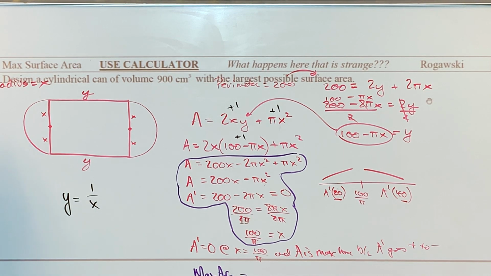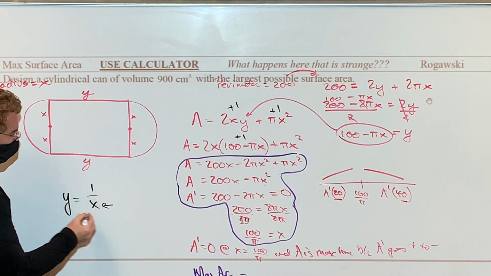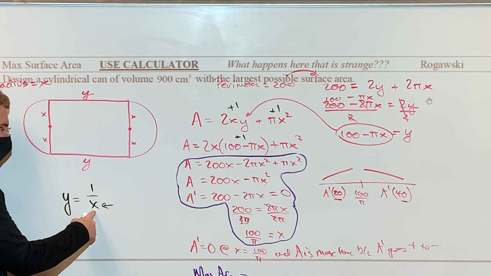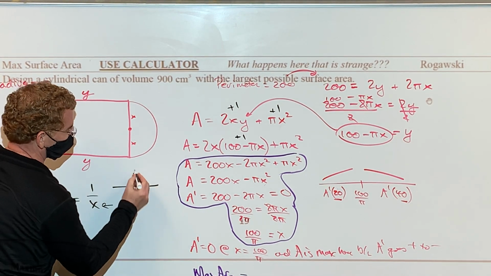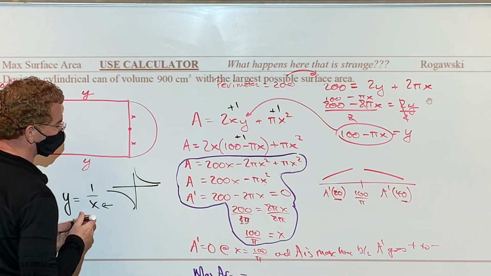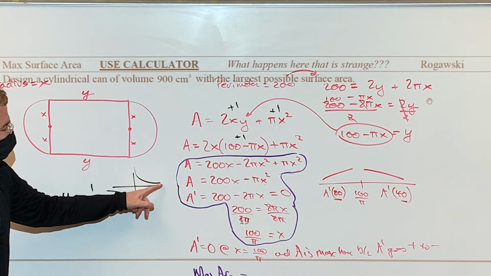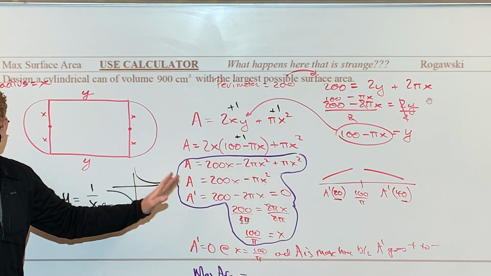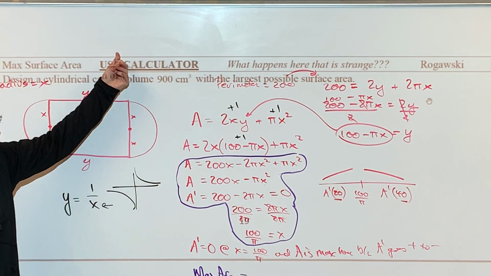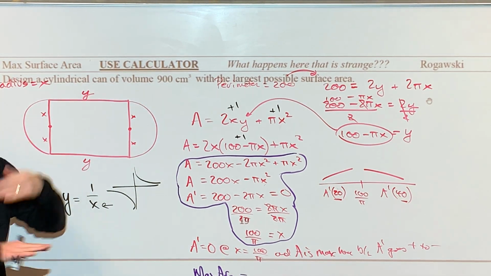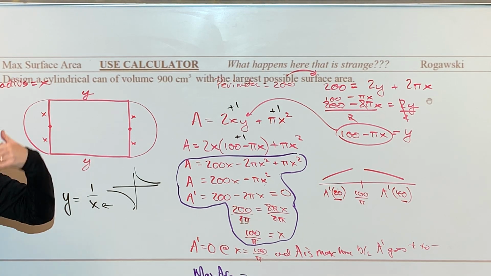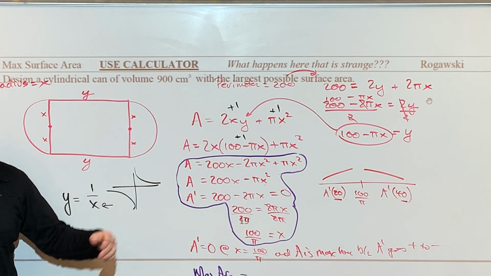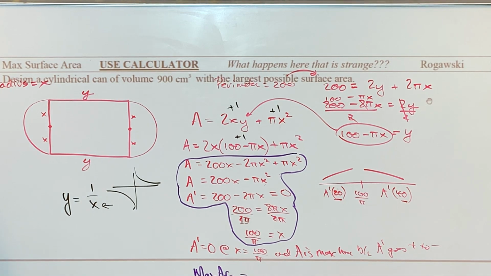Remember that? As one gets smaller, the other gets bigger. As one gets bigger, the other gets smaller. You saw that on the graph of it: as x gets bigger, y gets smaller, but there never was a min. As x gets smaller, y gets bigger, and there never was a max. They both approach infinity or 0. So it's hard to determine what the max is. You have to go forever, and that's what's happening here.